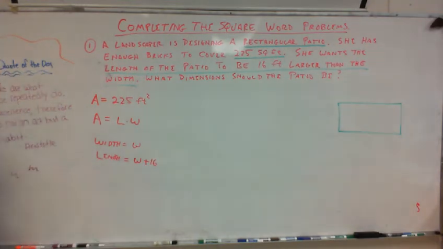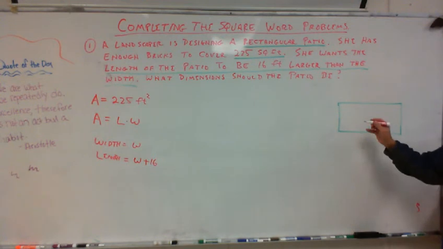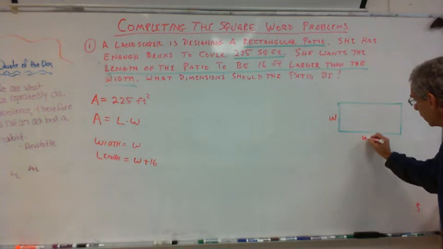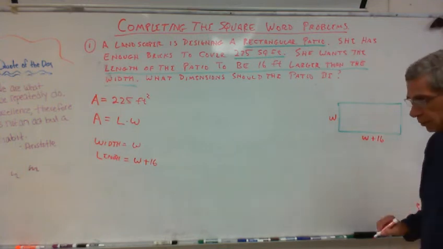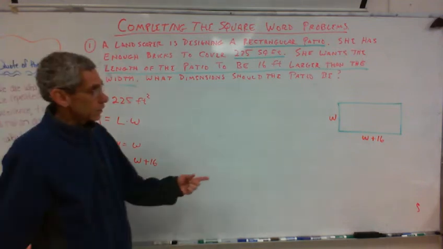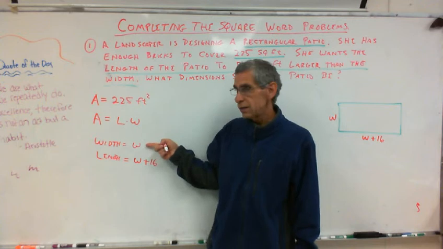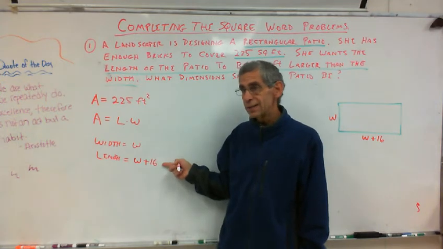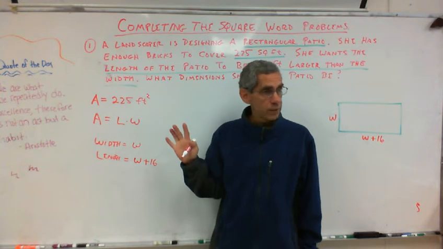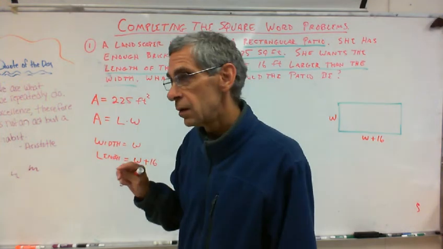You agree with me? So over here on my rectangle, I'm going to say this is my width, and my length is W plus 16. Totally makes sense, right? Are you writing this down, Elizabeth? Do you see how we got that from what it says there? The width is W, the length is W plus 16, which is 16 bigger than the width, right? I just want to be sure everybody's with me.